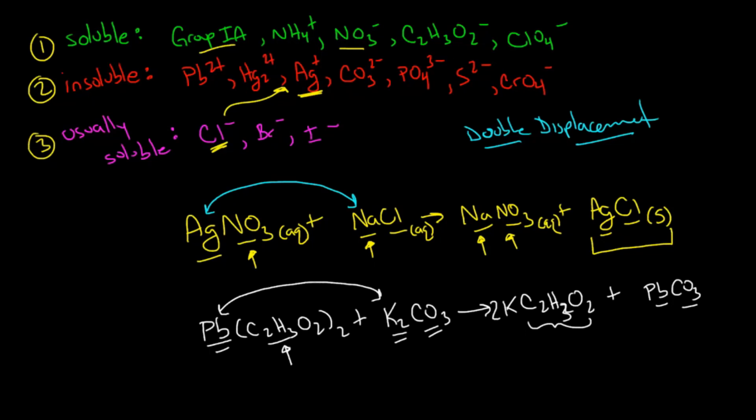Acetate is always soluble. We see that in our list of group 1s. So lead acetate is soluble. Potassium is a group 1A. So this is always soluble. So this is aqueous. Potassium acetate, both of these are in our soluble group, so it's aqueous. And lead carbonate, we see lead and we see carbonate in our list of insolubles. So lead carbonate is insoluble, so it's a solid. So just like in the previous example, if we dump these two solutions together, we will see a solid forming, and that solid is lead carbonate.